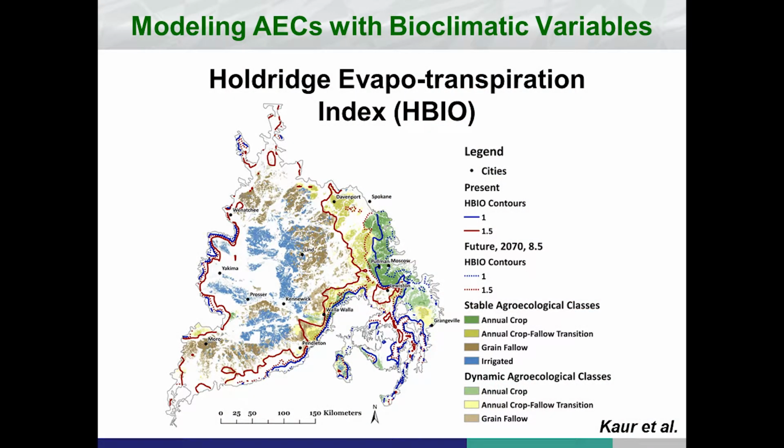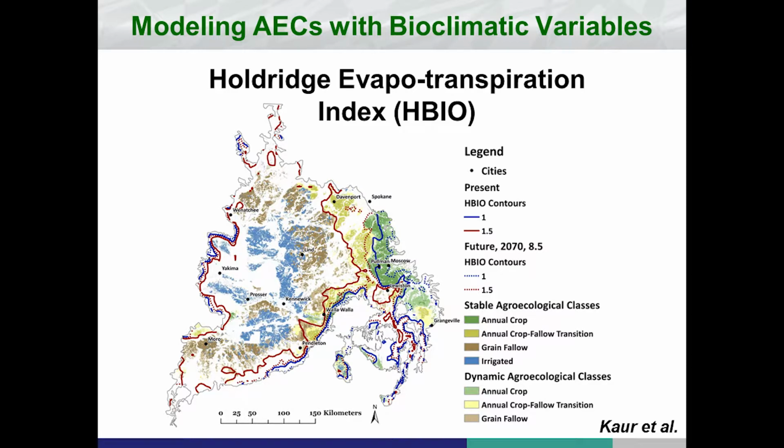And so here we have an index of 1. And you can see that it kind of follows. Here's the annual cropping in green again, and we'll just concentrate on this upper portion. Here's 1.5. So here we are kind of splitting where the annual crop transition and the grain fallow particular AECs are. Again, just using one particular index.